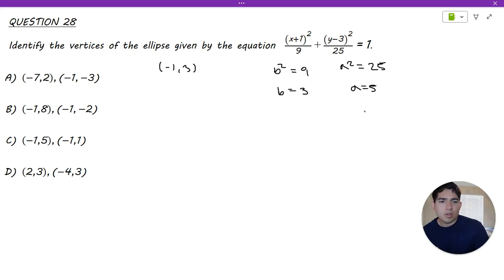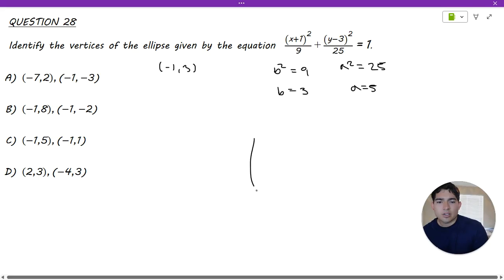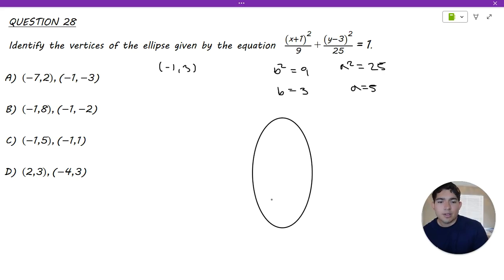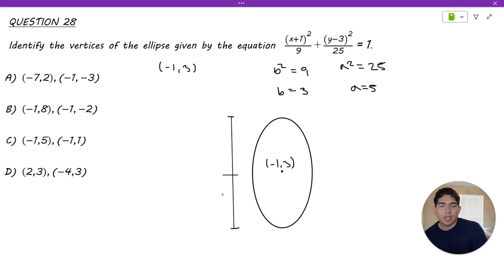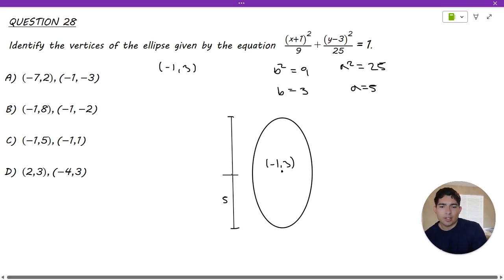So once we know all that, we can take a look at a and see that it's associated with the y terms. What does that mean? Well, that means that the major axis is going to run along the y coordinates, so the ellipse is going to be taller than it is wide. So if we fill out the drawing, we'll have the center at -1, 3, and then we'll have the a distance from the center to each vertex is going to be equal to 5.